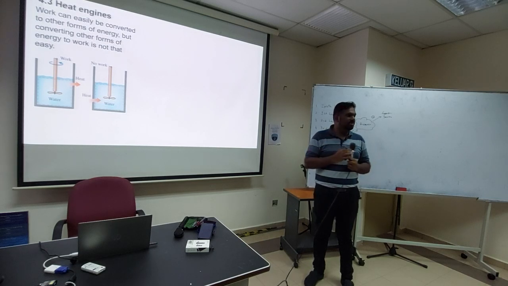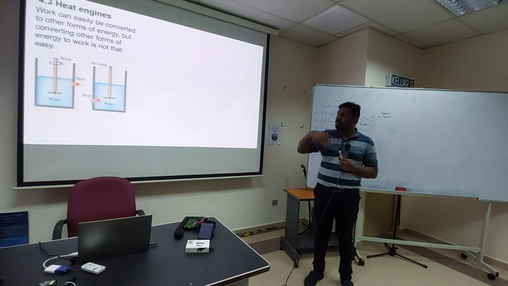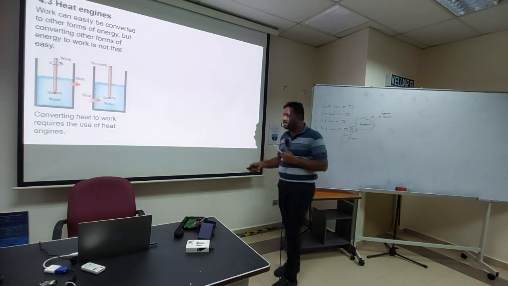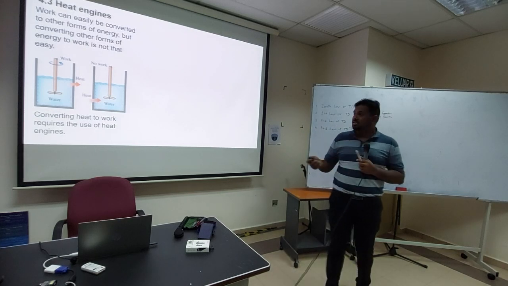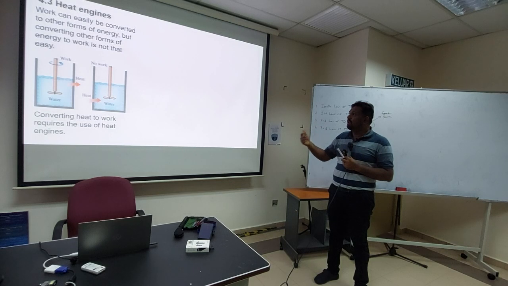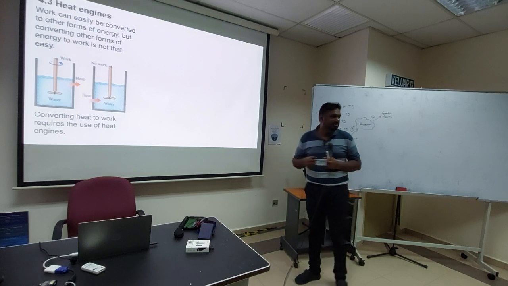So normally when there is a movement, work is done and it will generate heat. It's something that happens naturally. But without having any work, converting heat to work is not easy. So converting it to work requires the use of a heat engine. So you need to have an assistant, called a heat engine. So the heat engine will help you to convert the other forms of energy to work.